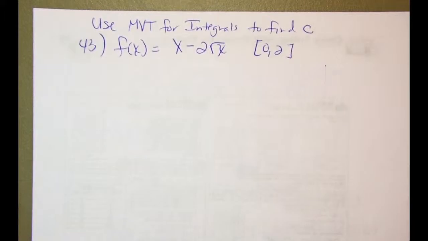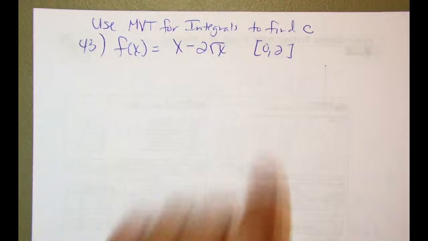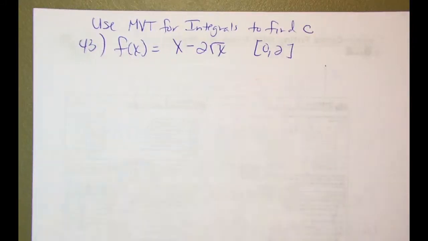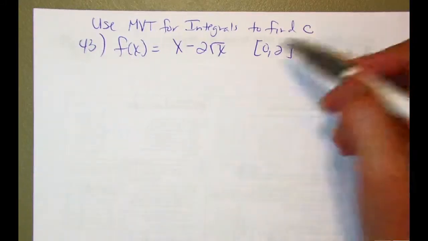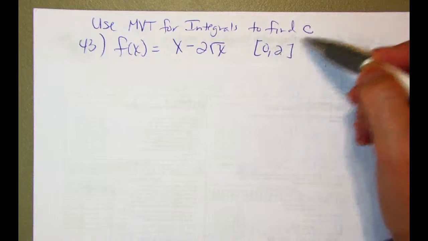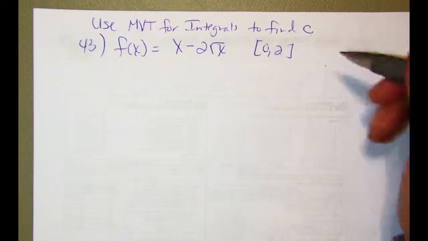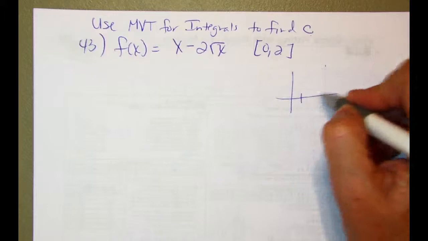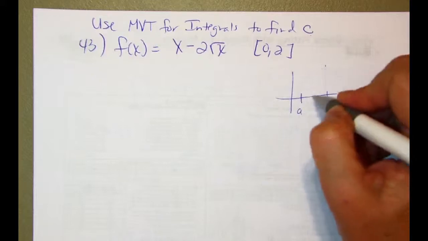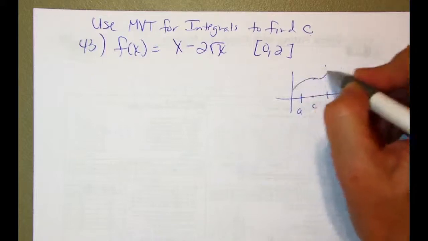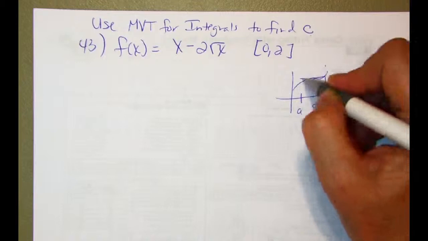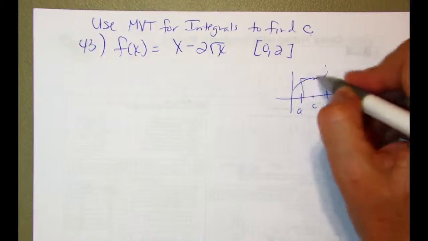So use the mean value theorem for integrals to find my c, my x, that lies somewhere between 0 and 2. So when I do 0 to 2, and then I find this c value, and I go up to the graph, again, my a and my b, and I have some c when I go up to the function, that will allow me to take the area, and that area will match what is underneath the curve.